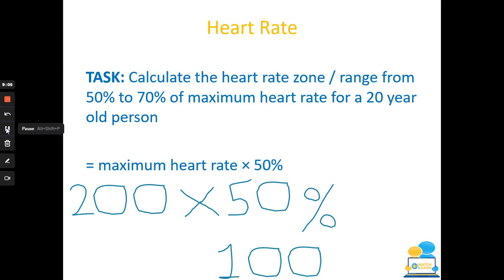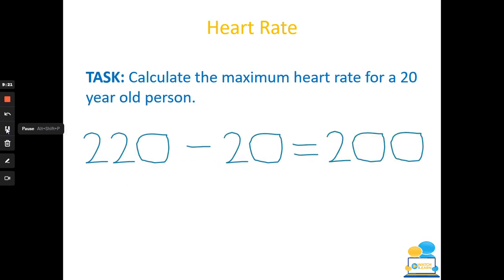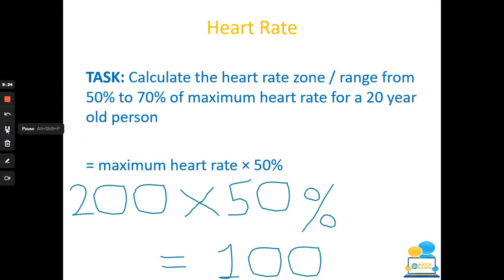Our next task is to calculate the heart rate zone or range from 50 to 70% of maximum heart rate for a 20-year-old person. This time we're using percentages. So we multiply our maximum heart rate that we got in the previous slide, which is 200, by 50% and it is equal to 100. So 100 beats per minute will be 50% of our maximum heart rate. So half of our maximum heart rate.